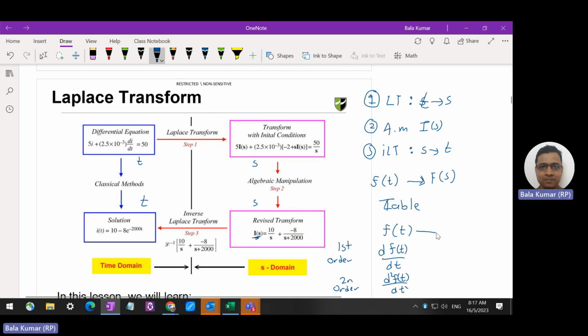For simplicity, we can just refer to this as f, this as f prime, and this as f prime prime, and so on. Third order, we can just put 3 primes. So now in this section, you will see how to find the Laplace transform of the derivatives, the f prime and f prime prime.